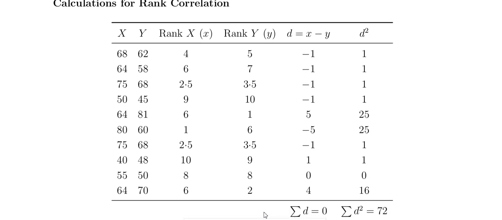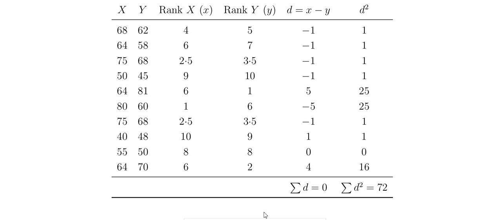So the rank of X corresponding to 1 and 2 is 75. This is also 75. So for the second and third, 2 plus 3 divided by 2, that is 2.5, 2.5. After 2 and 3, the fourth rank is this one, and the fifth rank is the next one, fifth.